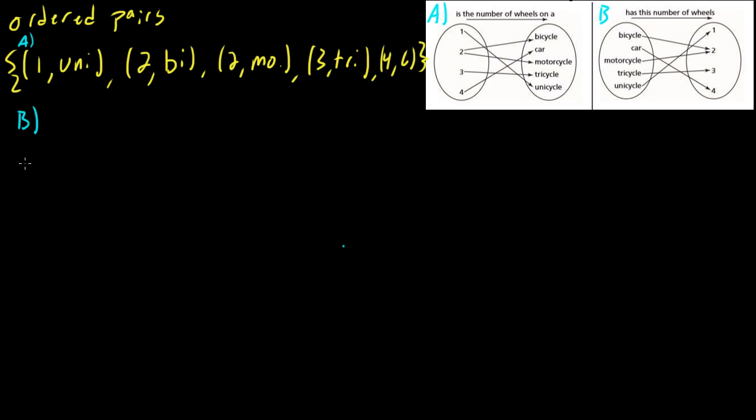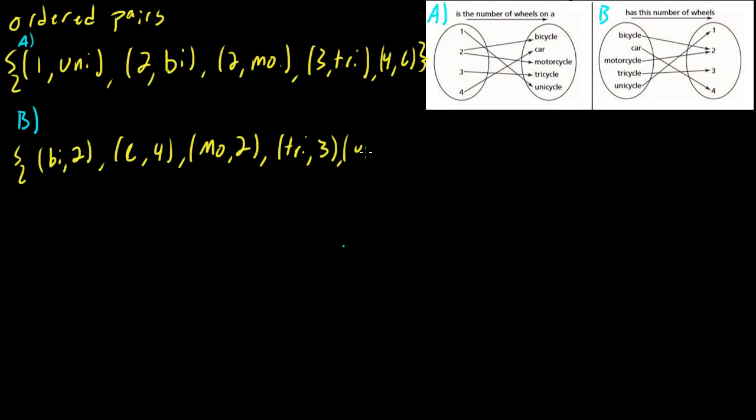For B, we'll do the same thing. I'll list out the ordered pairs, but this time it's going to be in a slightly different orientation. We're going to name the vehicle first and see how many wheels it has. So bi, 2; car, which I'm labeling as C, 4; motorcycle, which I named MO, is 2; the tricycle, tri, is 3; and then, of course, our unicycle, which I'll name uni, is 1. So we have 5 ordered pairs in each.